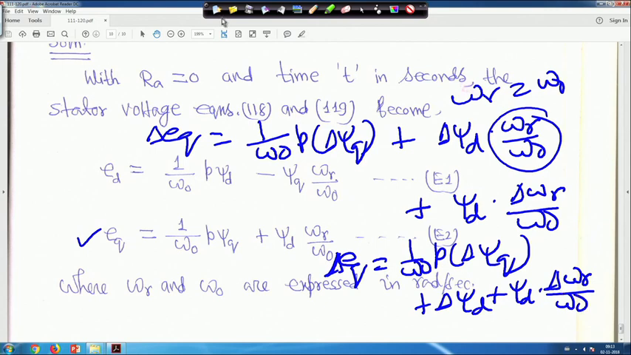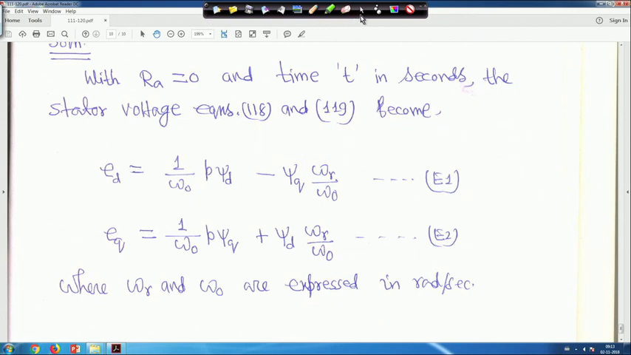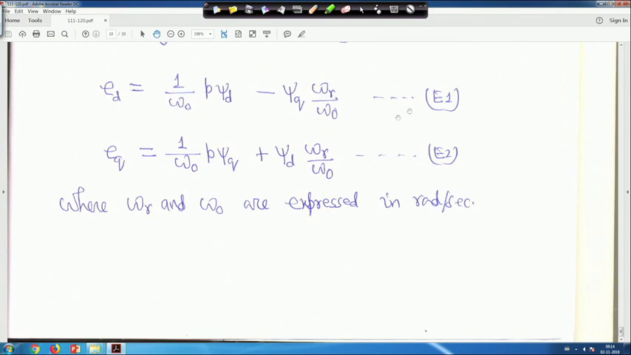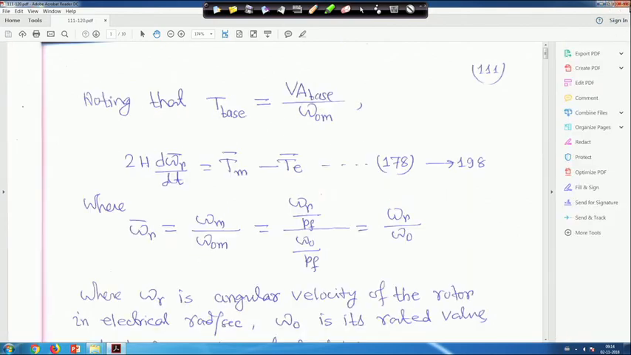So, if we take this small perturbation, that will be like this. Omega r and omega 0 both are expressed in radian per second. Just hold on, we will go to the next page.